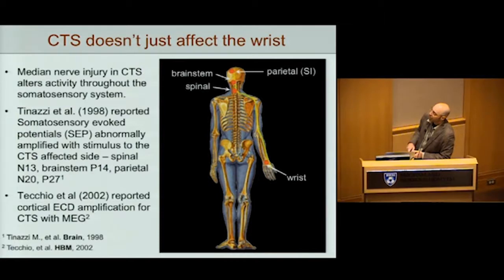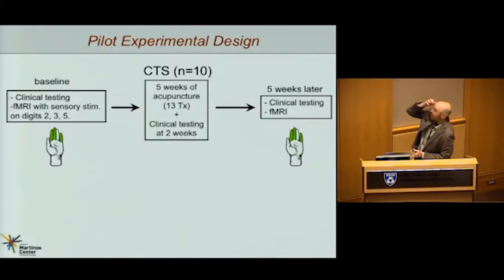So we were the first group to use functional MRI to look at carpal tunnel syndrome. This was the pilot study where we evaluated patients at baseline with clinical testing and functional MRI on 3 fingers. 2 of the fingers are innervated by the median nerve, that's the second and the third finger, whereas digit 5, the pinky, is innervated by the ulnar nerve. The patients were evaluated midway through with clinical testing, and then after 5 weeks of acupuncture, they returned again for clinical testing and functional MRI.